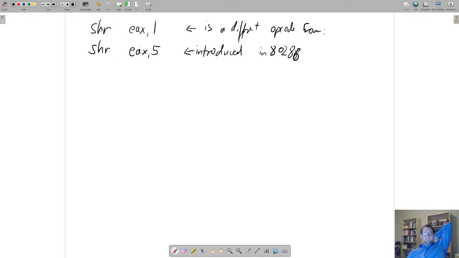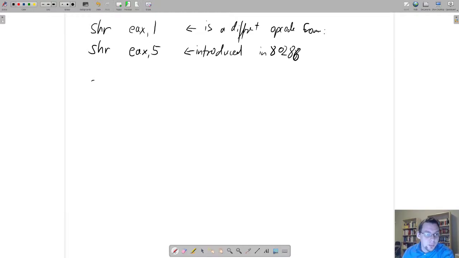Well, not the EAX variant, that's 386, because I'm talking about 32-bit registers here. But the form here where you're shifting by any constant other than 1 was added in the 286. That did not exist earlier. And the 8086 only had the shift right and left by 1.